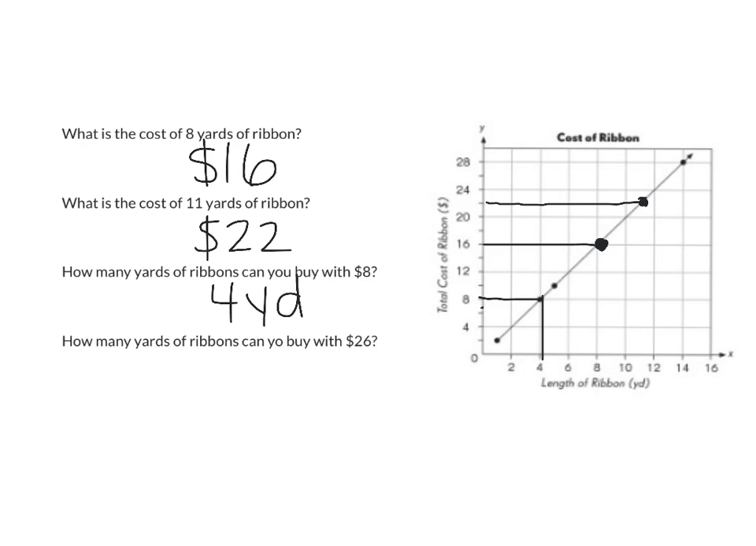And then our last question is how many yards of ribbon can you buy with $26? So we're going to find $26 on our y-axis, which will be halfway between 24 and 28. And then we're going to see where that lines up on our straight line graph. And it would be halfway between 12 and 14 yards, so that would be equal to 13 yards.